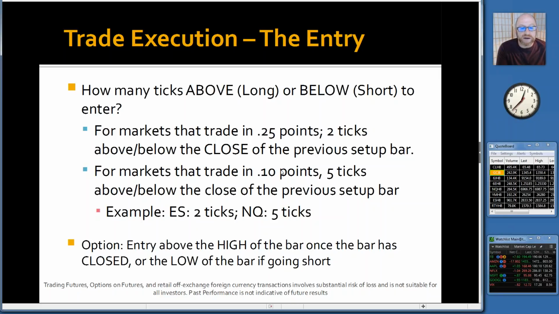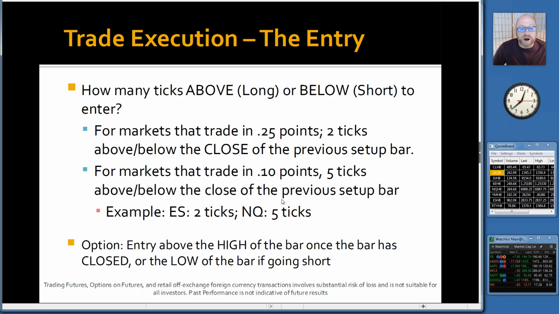The ES, all right? What you're looking for is, I'm sorry, I actually have a little bit of a mistake there. I'm going to have to clarify here because the NQ does trade in quarter points. And so what you're looking for is 2 ticks above or below, depending on direction, the close of the previous setup bar. So I do have a mistake here because the ES, you're looking for 2 ticks. And for the NQ, we're looking for 5 ticks. That's the only difference there. So that's key here.